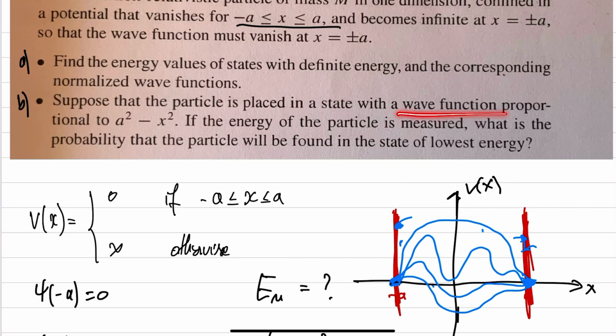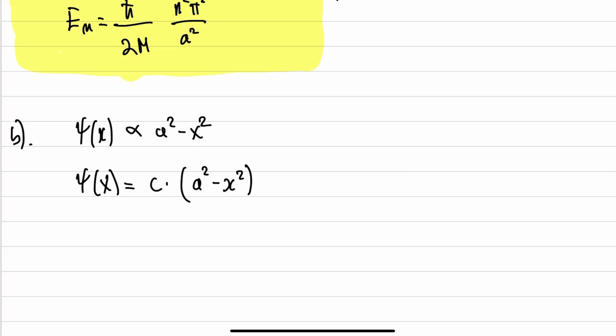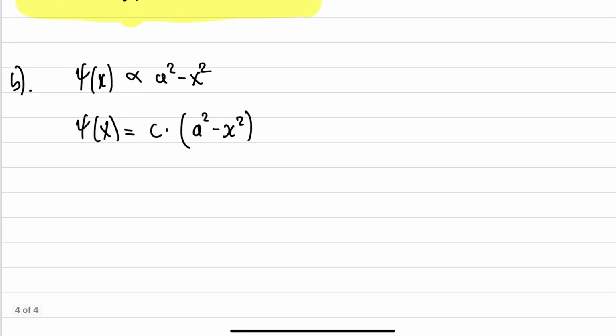Now it says here that you have a wave function that is proportional to a squared minus x squared. So mathematically that means that psi of x is proportional to a squared minus x squared. But as any other wave function, we need to normalize it, and we write it as c times a squared minus x squared. So we need to find this c. And again, using normalization conditions, you write the integral from minus a to plus a of c a squared minus x squared, all squared, equal to 1.